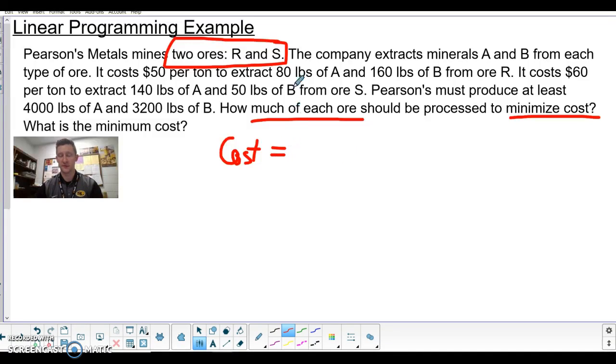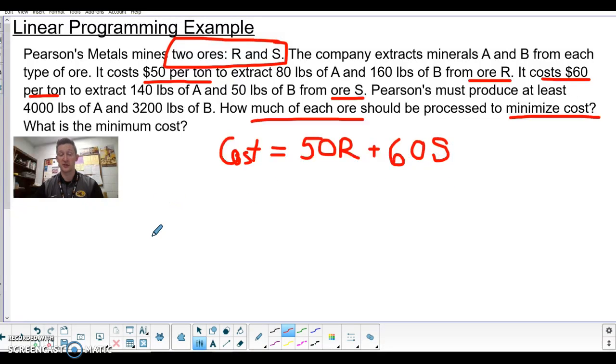Well, what does it cost? Looking at the dollar amounts, it's $50 per ton. Extracting 80 pounds of A and 160 pounds of B is information that's not important at the moment. It's from ore R, so $50 per ton of ore R. As far as cost is concerned, it costs me $50 for a ton of R, plus $60 per ton for a ton of S. Again, ignore the stuff in the middle for right now. So 50R plus 60S is the objective function. That's what we're going to try to minimize.